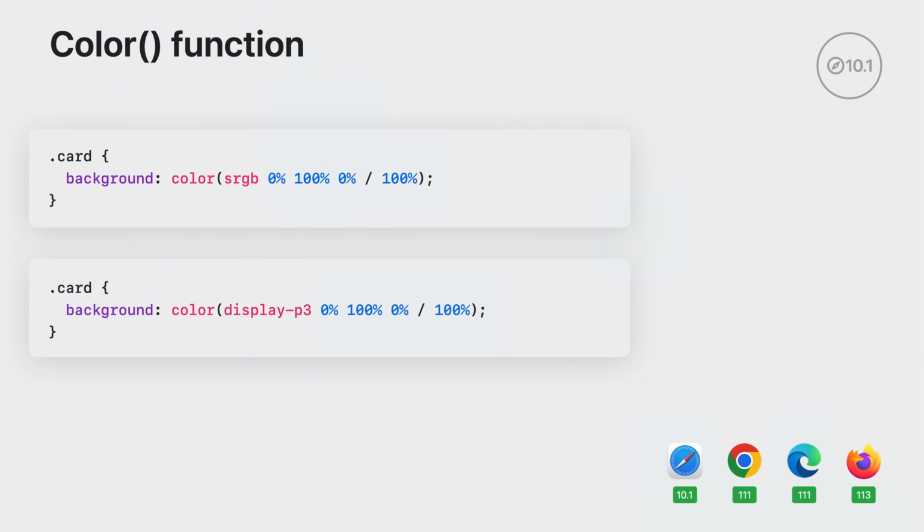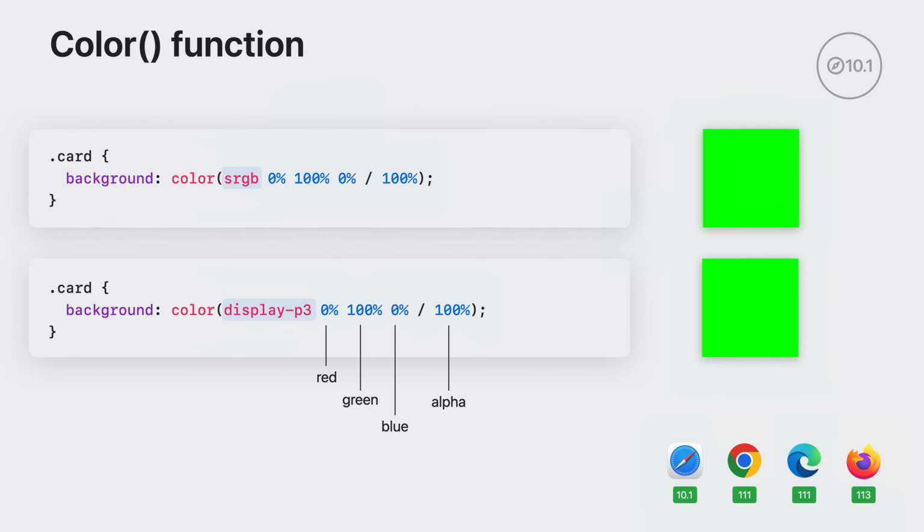You can also define a color with a color function and specify which color gamut to use. The color function takes values in red, green, and blue plus alpha after a slash, but which color 100% green creates, for example, depends on the color gamut.